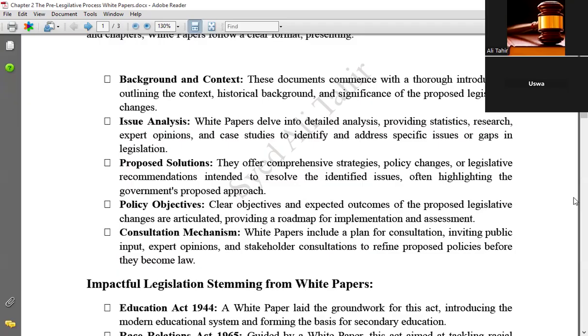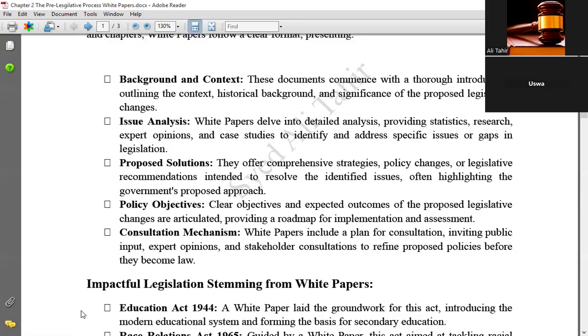Consultation mechanism. White papers include a plan for consultation, which will invite further public opinion and input on the matter, and will invite all the stakeholders to actually read the white paper and to comment on it so that Parliament can get to the meat of the problem very quickly.